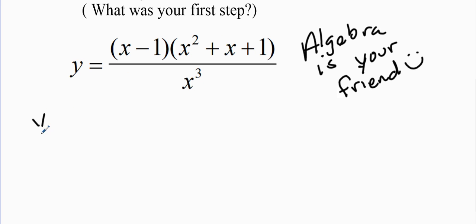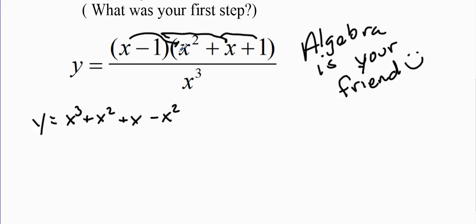Since we don't know any other real rules yet, what we're going to do is factor this, okay, distribute. So we factor the x out, and we have x cubed plus x squared plus x. I'm distributing the x to each one of these values. Then we take the negative 1 and distribute that through. So we have negative x squared, negative x, and negative 1.